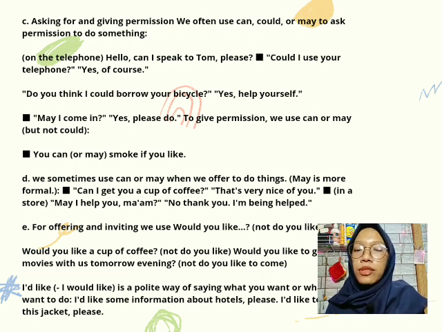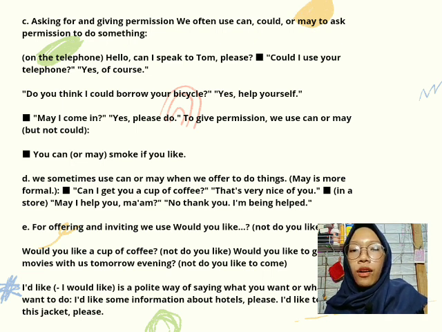D. We sometimes use can or may when we offer to do things, and may is more formal. For example, can I get you a cup of coffee? That's very nice of you. In a store: May I help you, ma'am? No, thank you. I'm being helped.